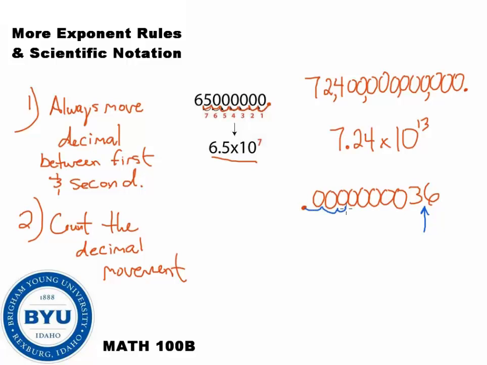So we move it over 1, 2, 3, 4, 5, 6, 7, 8, 9 spots. So I would write 3.6 times 10, and we moved it 9 spots over, so we put 9. However, this is a small number, and so to denote this being a small number, we use a negative: 3.6 times 10 to the negative 9th power. Okay, good. Let's have you try some.